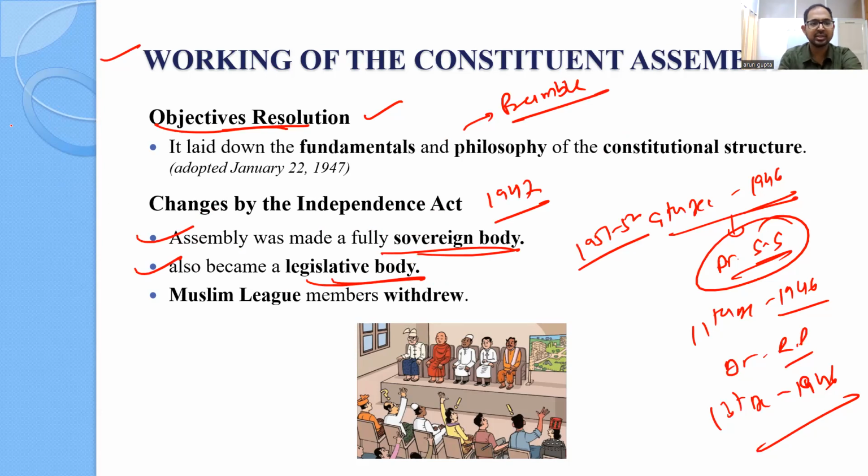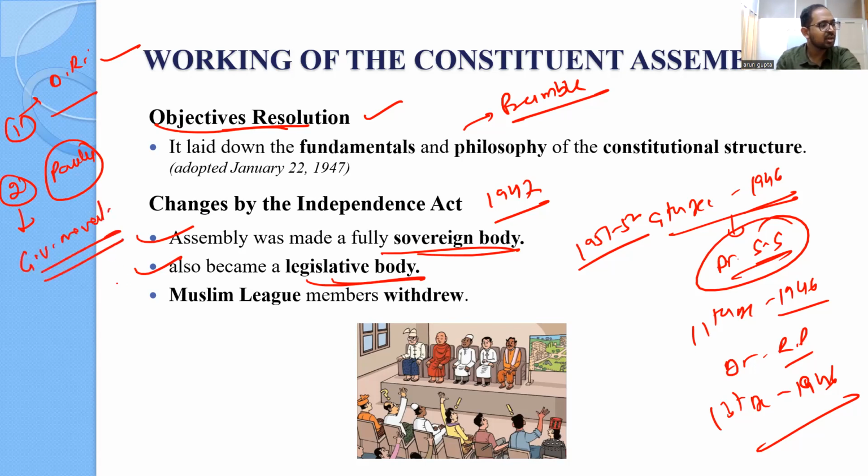The Constituent Assembly had now two functions. One was to form the constitution, and two was to act as a parliament. While formulating the constitution, Dr. Rajendra Prasad was the chairman, and while acting as a parliament, G.V. Mavalankar was the speaker of the parliament. Okay. Then, as I already explained, the Muslim League withdrew.